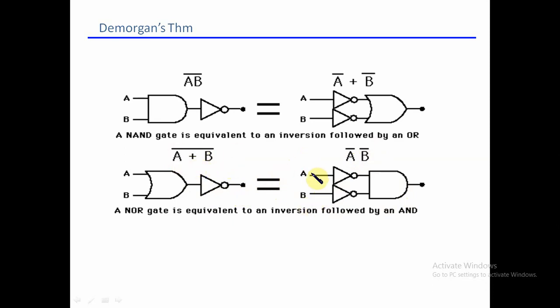and after that A and B, the true values, are connected to the NOT gate. Obviously A gives A bar, B gives B bar. Then A bar and B bar are connected to the AND gate, and we get A bar B bar. Here the NOR gate is equivalent to an inversion followed by an AND gate.